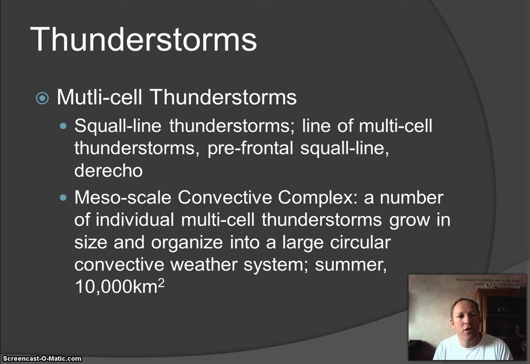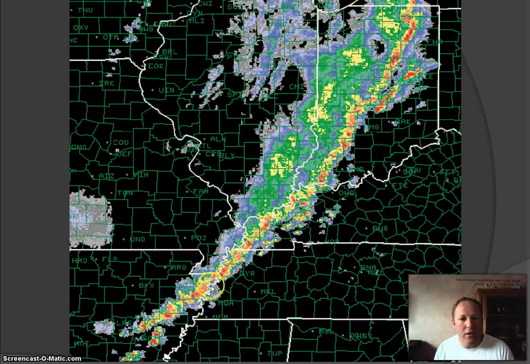Thunderstorms, multi-cell thunderstorms. We have squall line thunderstorms, a line of multi-cell thunderstorms, prefrontal squall line, a derecho. And we had that happen last summer. A big one moved through the D.C. area. Mesoscale convective complex is a number of individual thunderstorms growing in size and organization in circular convective weather system. And they're common during the summer, and they go more than 10,000 miles in diameter.